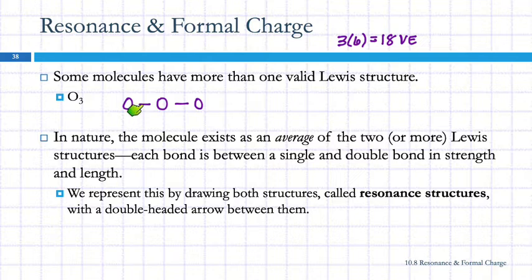I'm going to count the bonds first. 2, 4, 6, 8, 10, 12, 14, 16, 18, ran out. So 2 of the oxygens have octets, but this guy on the end does not. How do we fix it?